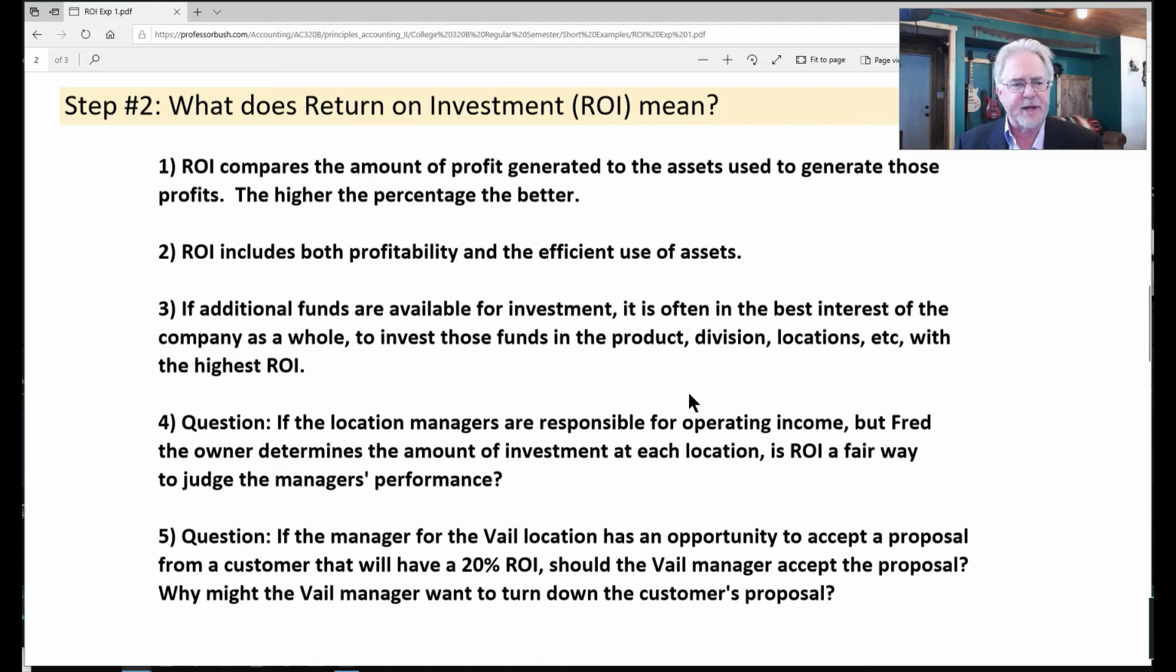Number 3, if additional funds are available for an investment, it is often in the best interest of the company as a whole to invest those funds in the product division locations with the highest ROI. So in other words, if Fred wants to expand his business and he's wondering which location might be the best, well, it's probably best to invest more money into the location that has the highest ROI.